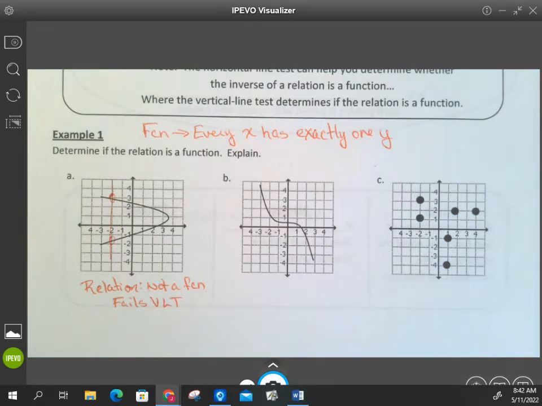Now, we're all focused here. No one's on their phone. No need for a calculator right now.